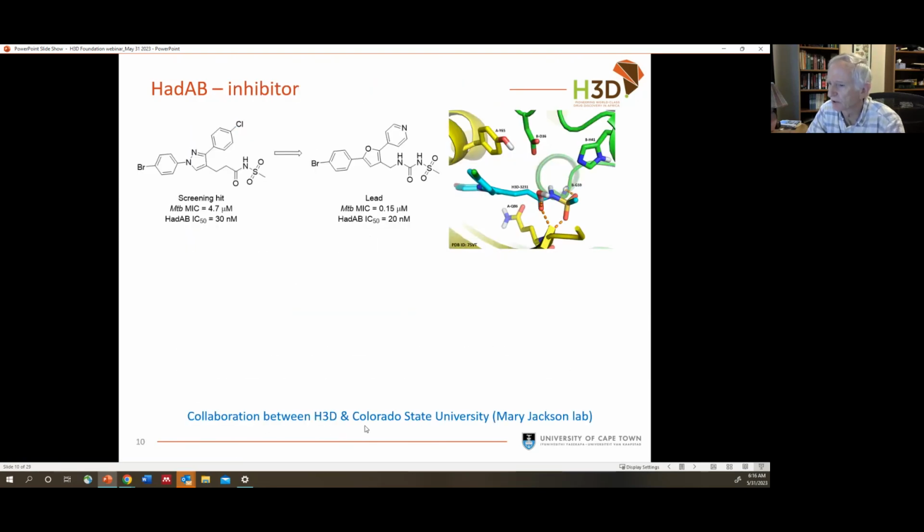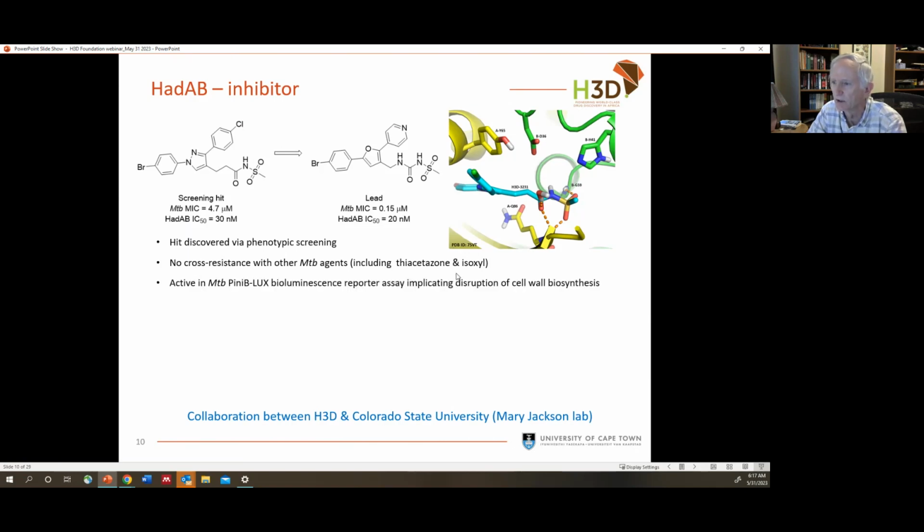So there's a collaboration between H3D and Colorado State University, Mary Jackson Lab, that was established based on a discovery at H3D from phenotypic screening of this compound, which was a screening hit that showed a pretty good MTB activity and was later shown to be an inhibitor of HAD-AB. Optimization work attained much better MICs, and eventually a crystal structure of an advanced compound was obtained with HAD-AB. This hit was discovered by phenotypic screening. It is not cross-resistant with other MTB agents, including thiocetazone and isoxyl.